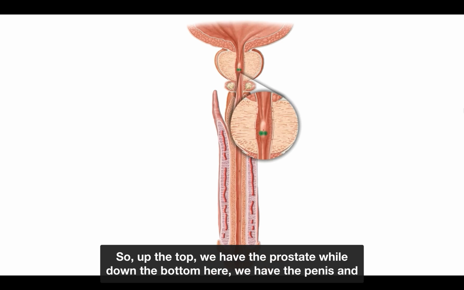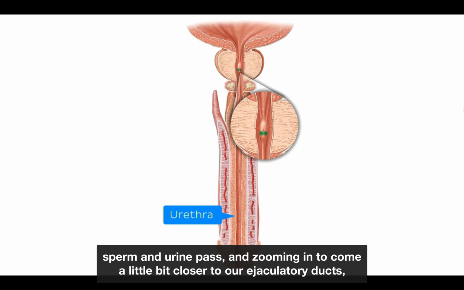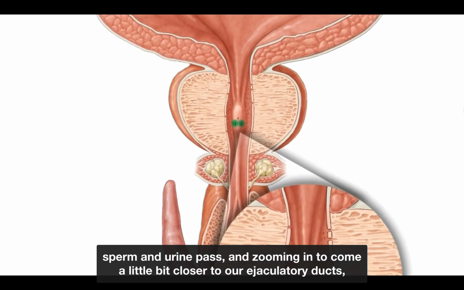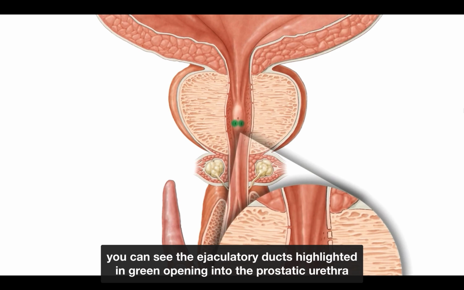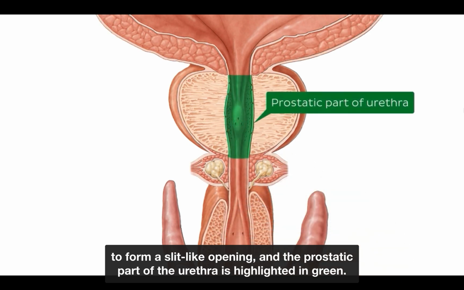So up the top we have the prostate, while down the bottom here we have the penis, and coming down the middle of the penis is the urethra, which is the passageway through which sperm and urine pass. And zooming in to come a little bit closer to our ejaculatory ducts, you can see the ejaculatory ducts highlighted in green, opening into the prostatic urethra to form a slit-like opening. And the prostatic part of the urethra is highlighted in green.